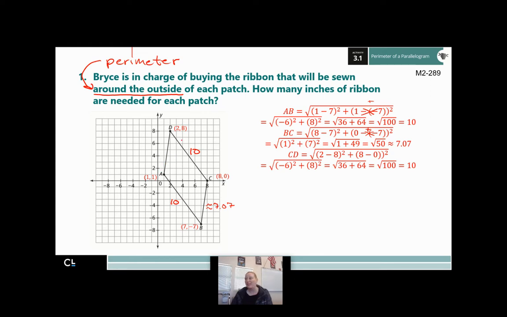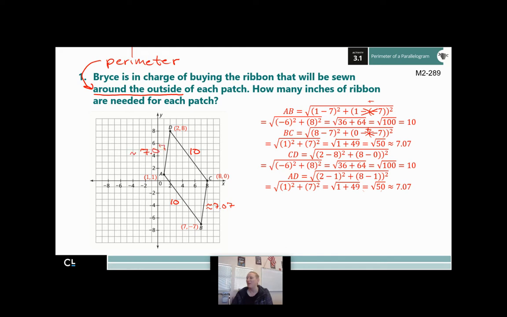And last but not least, AD. Again, I'll subtract my x coordinates, 2 minus 1, and my y coordinates, 8 minus 1. 2 minus 1 is, of course, 1. 8 minus 1 is 7. 1 squared is 1. 7 squared is 49. 1 plus 49 is 50, and the square root of 50, we already knew earlier, is about 7.07.